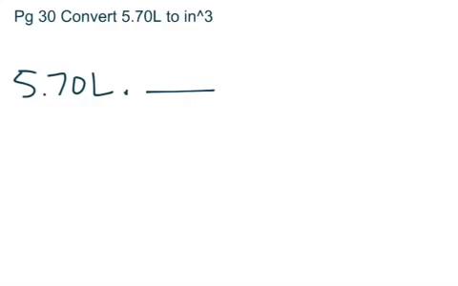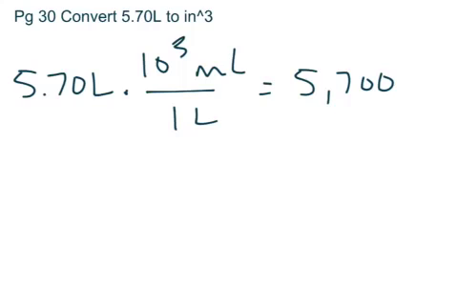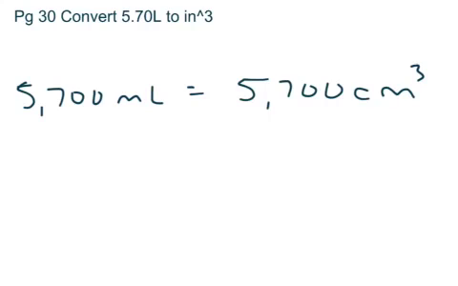So we're going down the staircase, which is multiplying 10 to the third milliliters for every 1 liter. And that means we have 5,700 milliliters. Whoops. 5,700 milliliters is the same thing as 5,700 centimeters cubed. So now we're just going to switch that unit. You don't really have to do a math step for that. Now this is what we have.